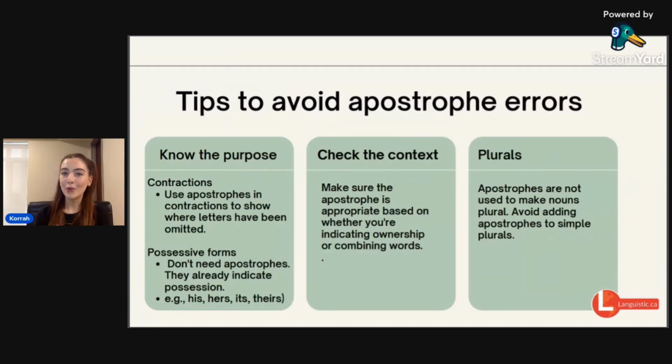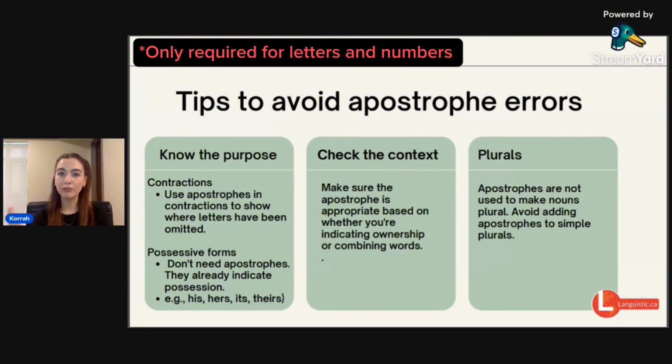Some tips to avoid apostrophe errors. Number one and number two go together. Check the context and know their purpose. Are you showing a contraction or are you showing a possession? Because if you're showing a contraction, you need an apostrophe, whereas if you're showing a possession, you do not. On the other hand, if you're talking about plurals and making something a plural form, you do not need an apostrophe, okay? They are not used to make nouns plural.